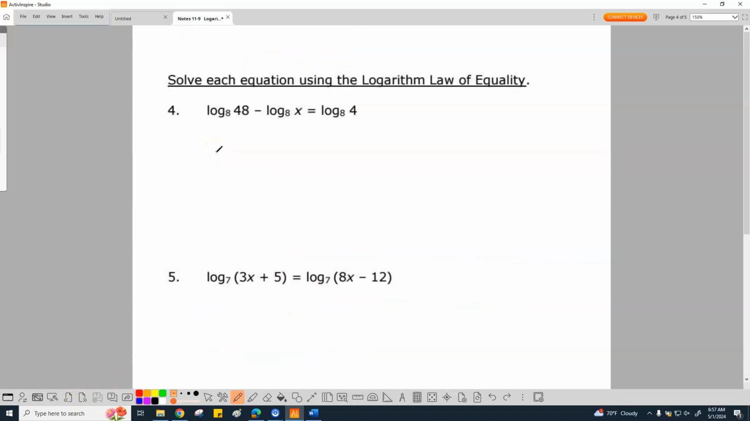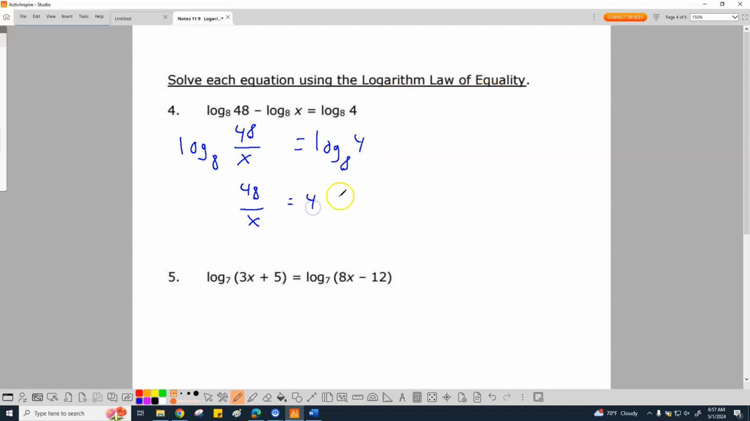All right, more of the same stuff. Let's just get into it. Log base 8 of 48 minus log base 8 of x. So this is going to be 48 over x, and then my log base 8 equals log base 8 of 4. All right. Log base 8 is here, 48 over x is here, so I can just basically remove these. This is called the law of equality.